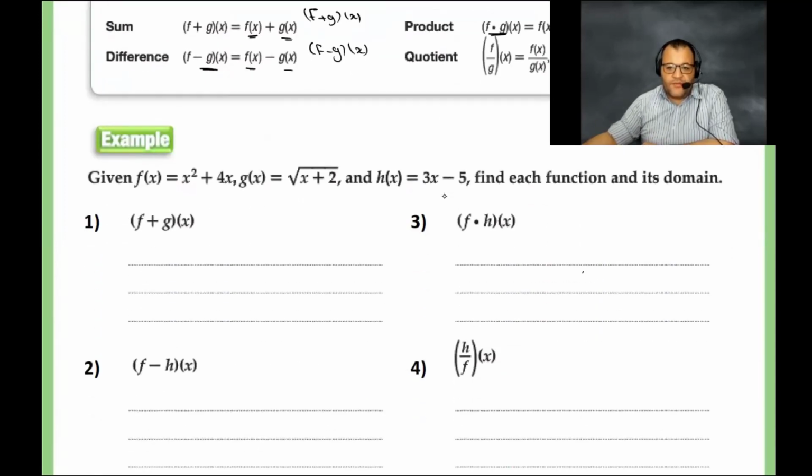So how can we solve this question? Suppose that we have a function f of x equals x power 2 plus 4x, and g of x equals the square root of x plus 2, and h of x equals 3x minus 5. We need to find each of the following, and then we need to find the domain. At first, what is the domain for the first one?